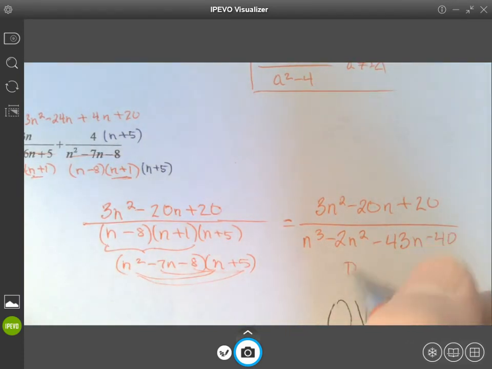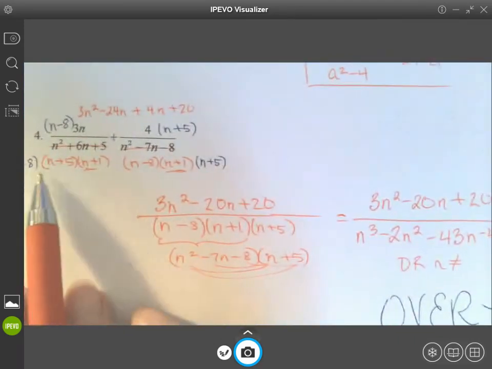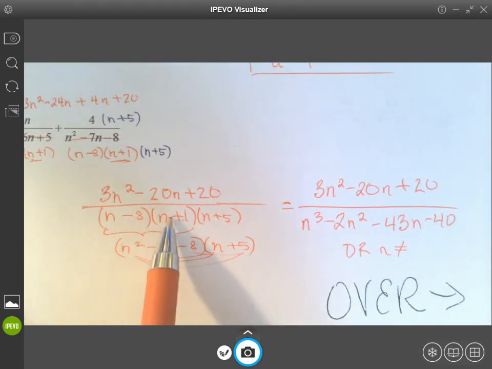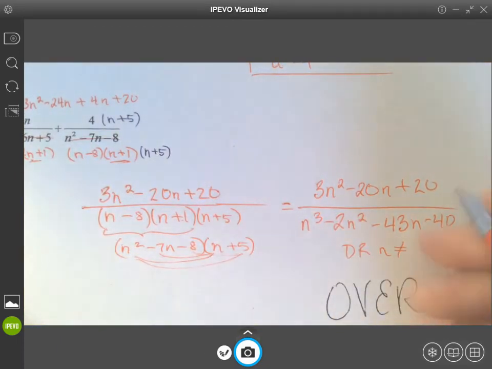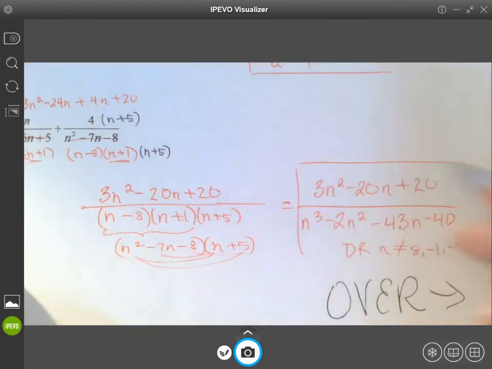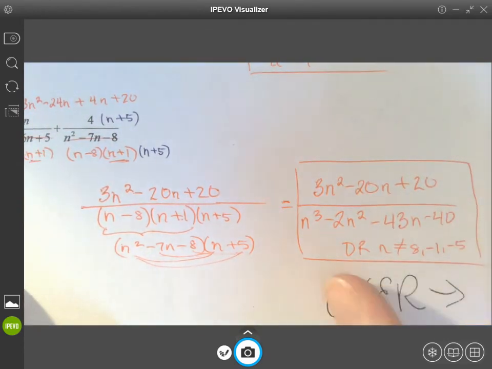And let's talk about our domain restrictions. What can't n be? Well, we were just adding. So go back to your denominator here. This was our common denominator, nothing canceled. N can't be 8, negative 1, or negative 5. 8, negative 1, negative 5. Okay, so these are your problems there.